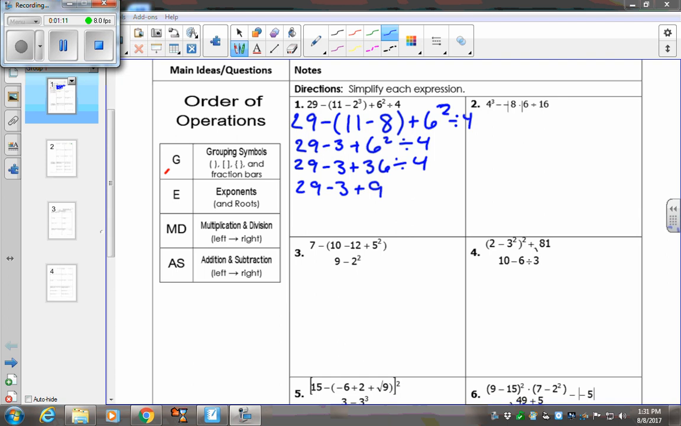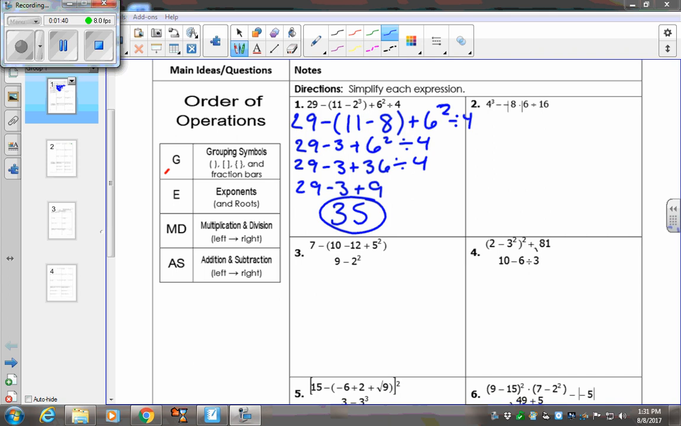All right, now we just subtract and add where I need to. 29 minus 3 is 26. 26 plus 9 is 35? Okay. I don't have my key in front of me, so, all right, I'm going to trust y'all. All right. So that's problem 1.